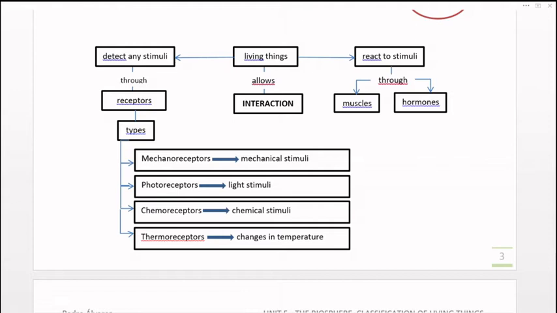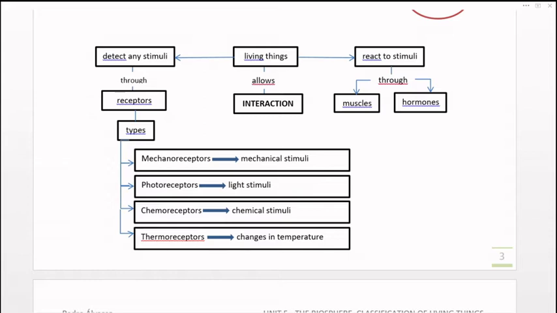Okay, so first of all, we are going to talk about how can we detect any stimuli. We have a set of receptors all over our body and there are 4 different types. Vamos a encontrar estos tipos de receptores a todo lo largo de nuestro organismo, en cualquier parte del mismo.